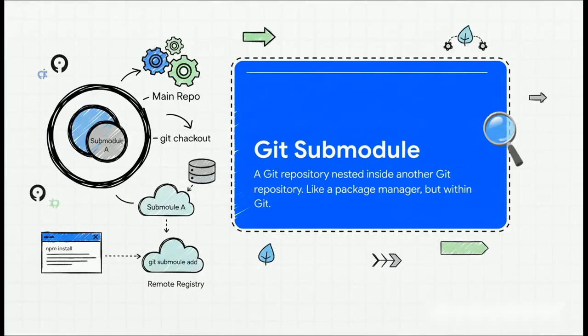So what is a submodule, really? Well, at its heart, it's just a Git repo living inside another Git repo. The best way to think about it is like a package manager, say npm or pip, but one that's built right into Git itself. You're not pulling from some external registry, you're just telling your main repository, hey, for this folder right here, I want you to check out the code from this other Git repository. It's all native Git, which is pretty cool.